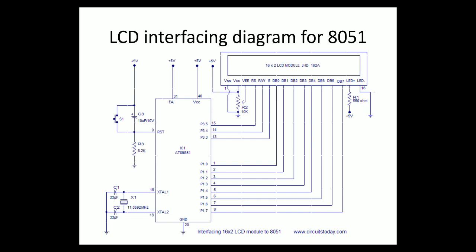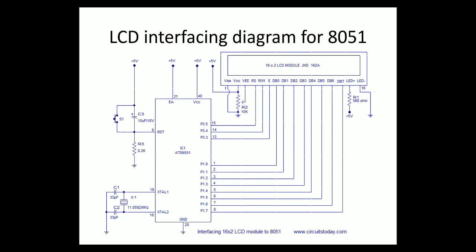Observe this very clearly. In this interfacing, I have used port 1.0 to port 1.7 as data lines, DB0 to DB7. Pin number 1 is used as ground, VSS. Pin number 2, VCC, is used for the 5 volt supply. Pin number 3 is VEE, connected with a 10K variable resistor. If you vary that resistor, the contrast of the LCD also will change.